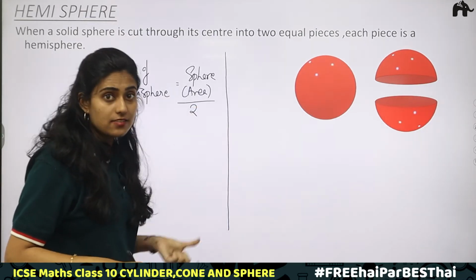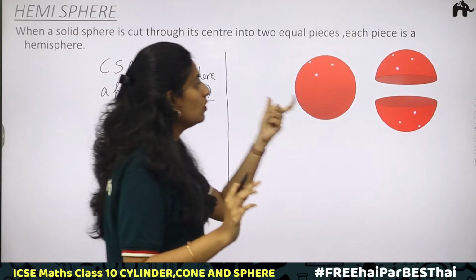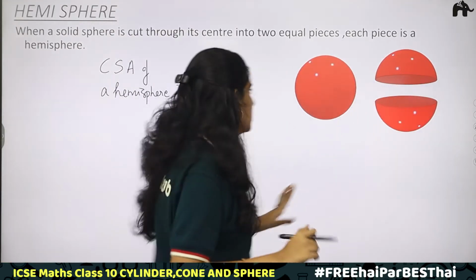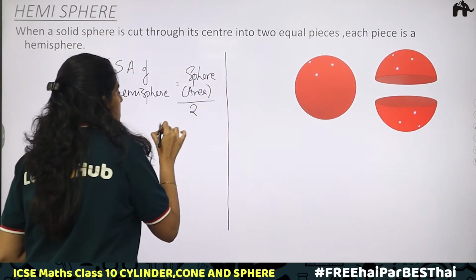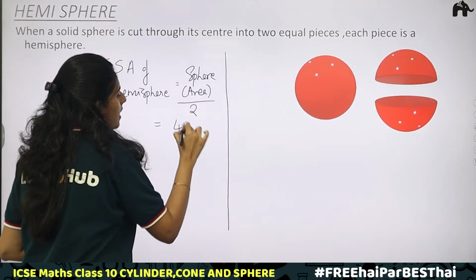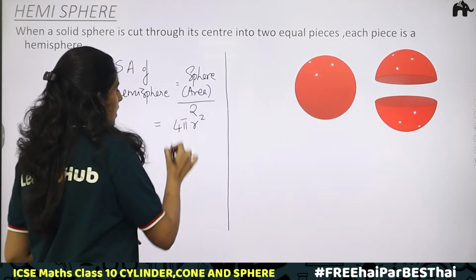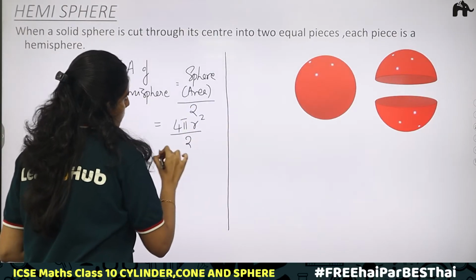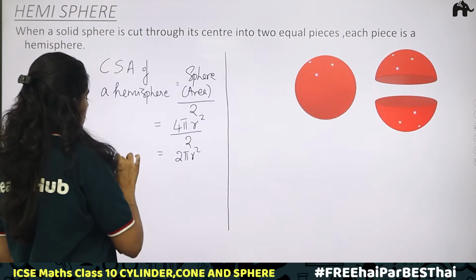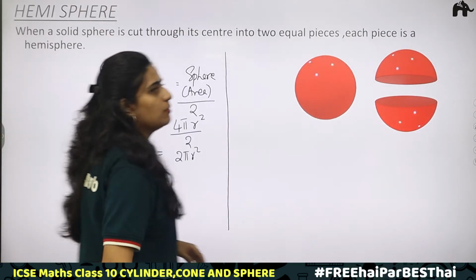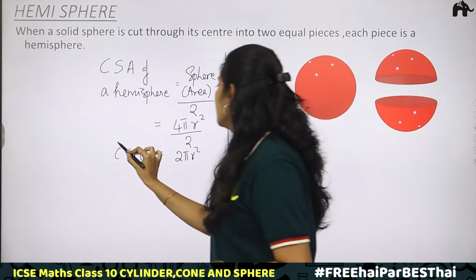Remember, it is the curved surface area and not the total surface area. Total surface area will be obtained only when the base area is added to this. So, what was the area of sphere? Surface area of sphere is 4 pi r square, where r is the radius of the sphere, divided by 2. That is equal to 2 pi r square. Therefore, the curved surface area of a hemisphere is equal to 2 pi r square.